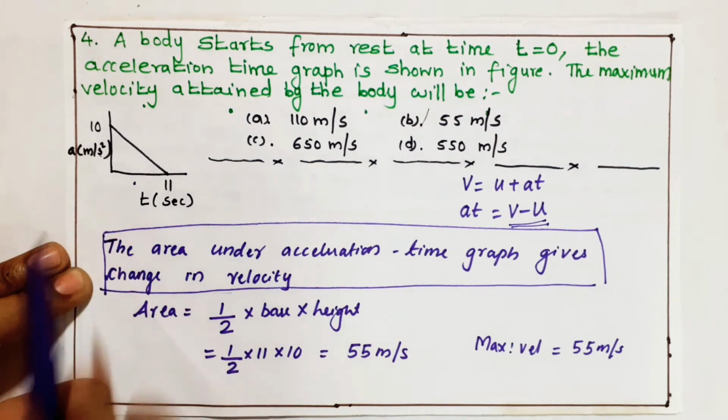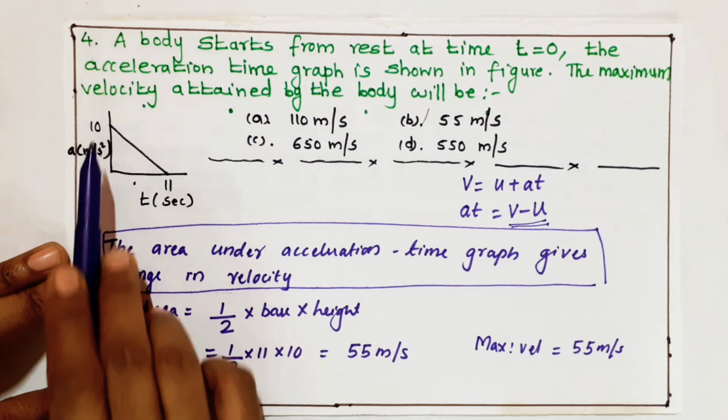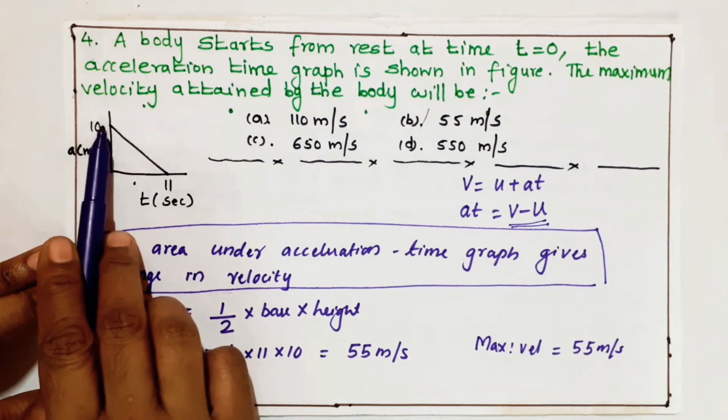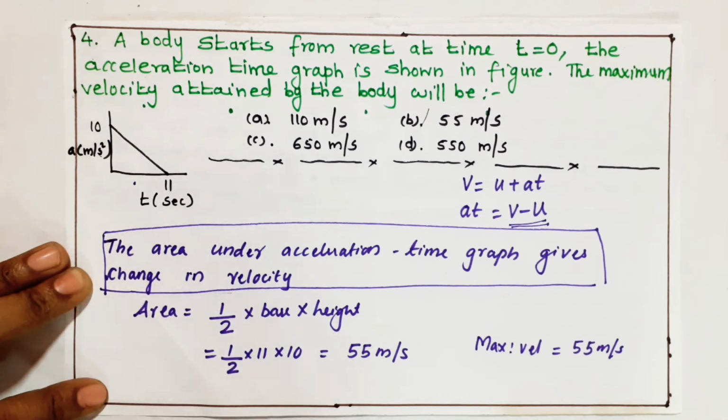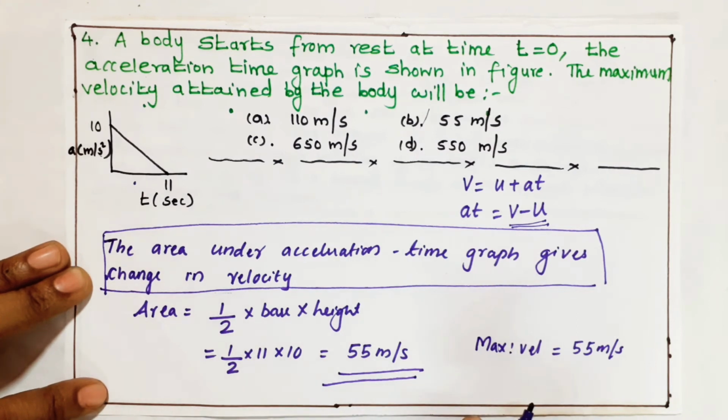So they ask for the maximum velocity. Here at the initial time the acceleration is given as 10, then later it comes to 0, right? So in this case, I can take the area as half into base into height. Half into base 11, height 10. Half into 11 into 10, that is 55 meter per second. That will be the maximum velocity.